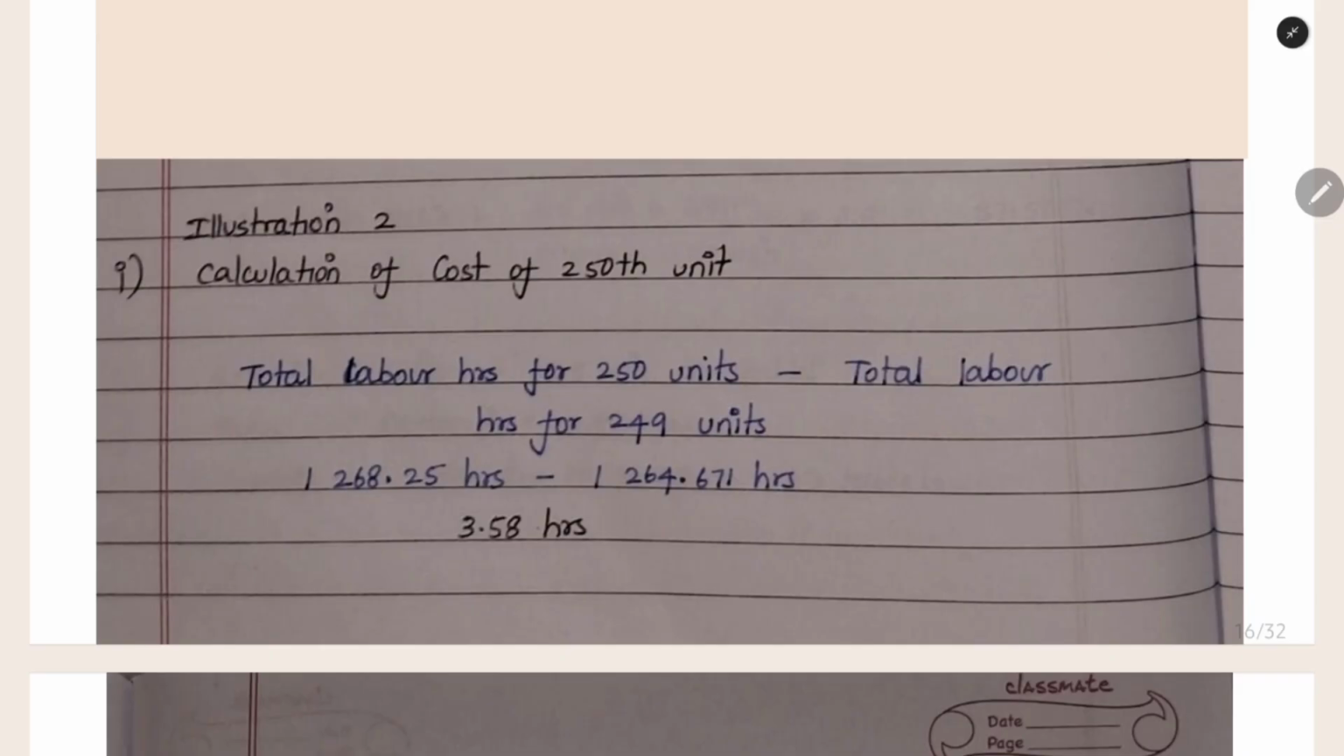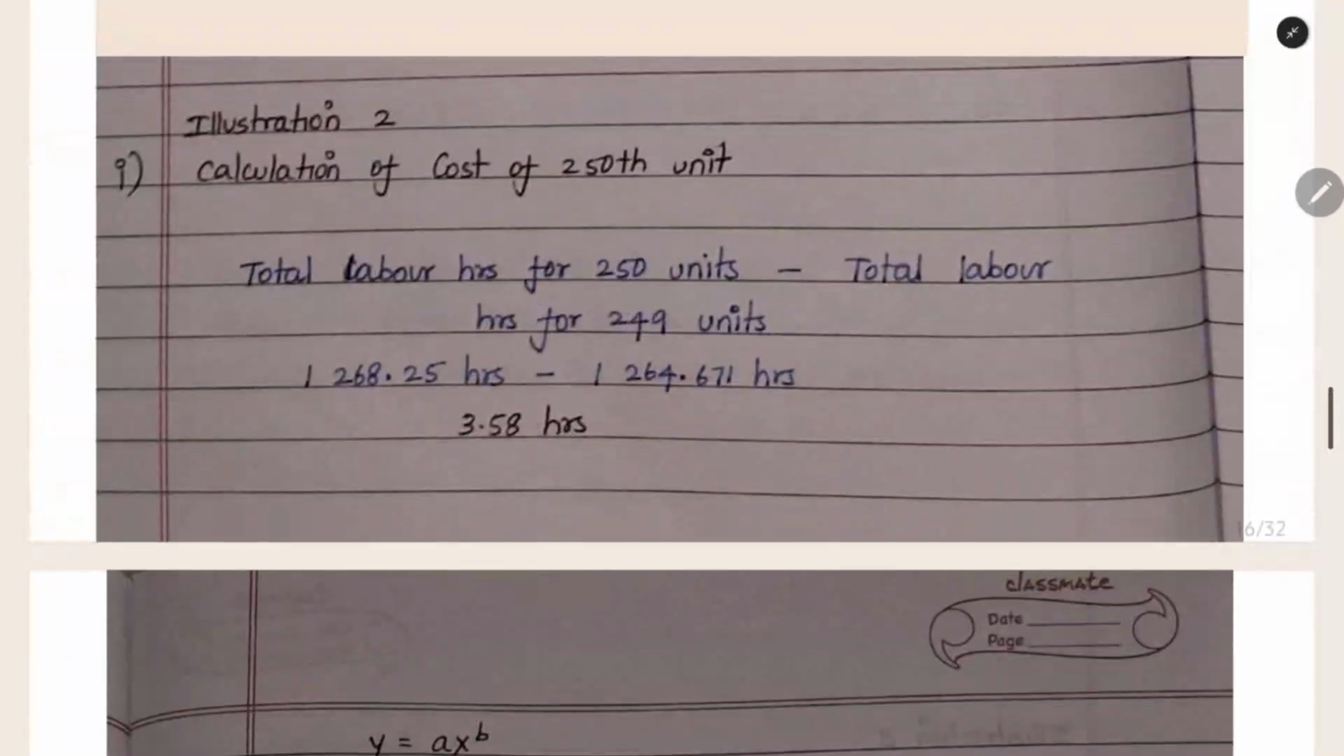Now for that, what is the formula? The total time taken for 250 units minus the total time taken for 249 units. For 249 units, some time has been taken; for 250 units, some time has been taken. The difference between these two is the time taken to produce the 250th unit. This is the formula I have written here: total labor hours for 250 units minus total labor hours for 249 units. This will give the time taken for the 250th unit.